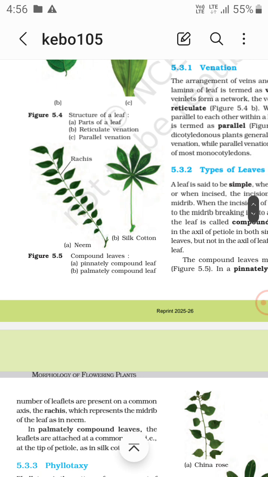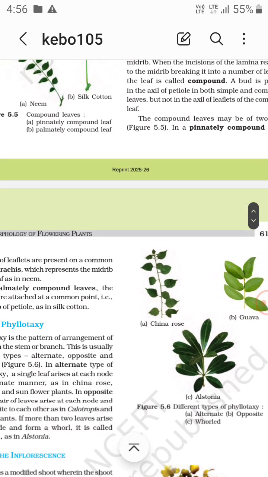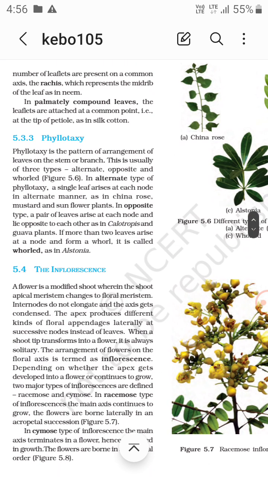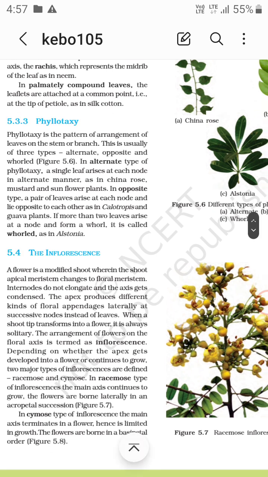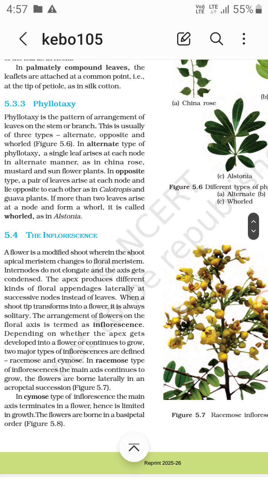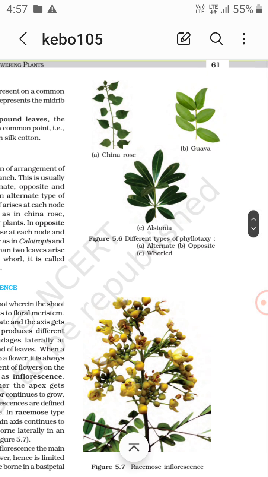So this is the structure: neem and then silk cotton. Then there is phyllotaxy, the arrangement of leaves on the stem or branch. Okay, now alternate, opposite, and whorled. In alternate, examples are China rose, mustard, and sunflower plants. Opposite: calotropis and guava plants. And when more than two leaves arise at a node, that is whorl, that is Alstonia. So China rose, guava, and Alstonia in the diagram.